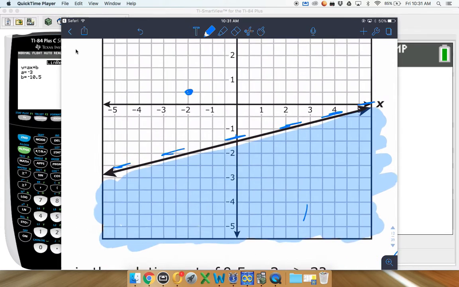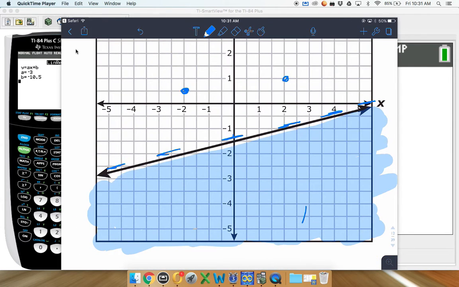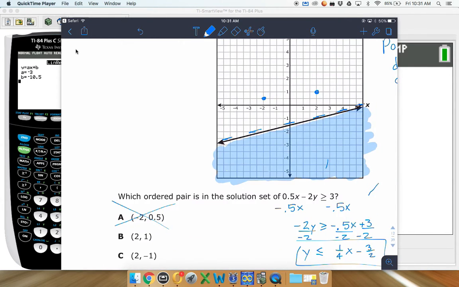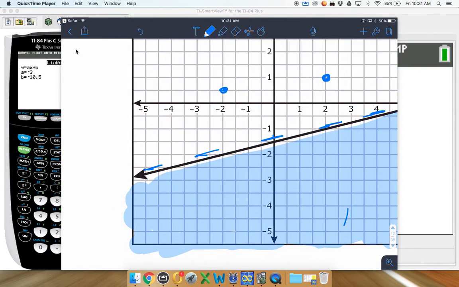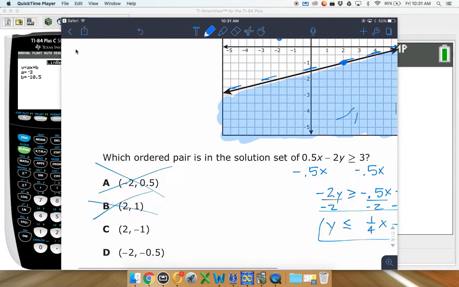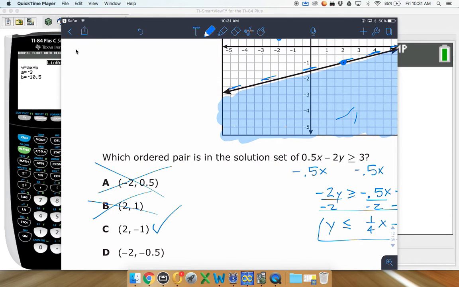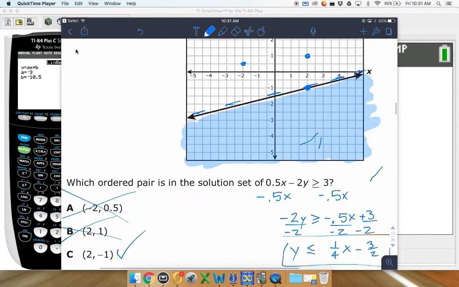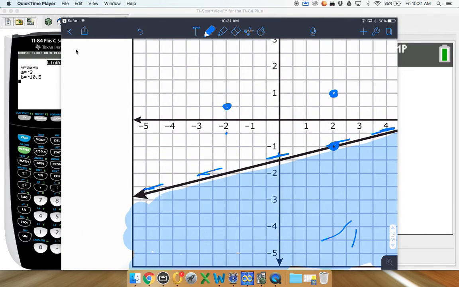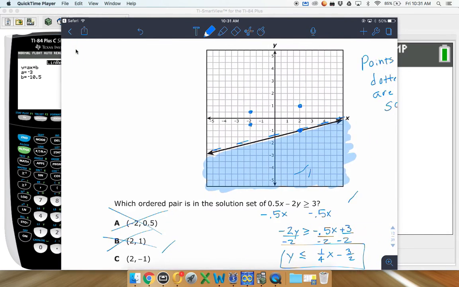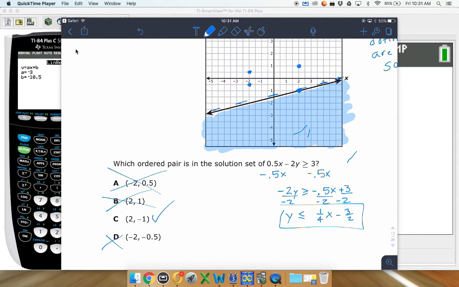2, 1. So that'll be this point right here. That is definitely not a solution, not in our shaded region. You got 2, -1. And that point right there is exactly on our line. So that definitely looks like a solution. All right. And then you got -2 and then -0.5. That'd be way over here. Definitely not a solution. So the best option, obviously, C.